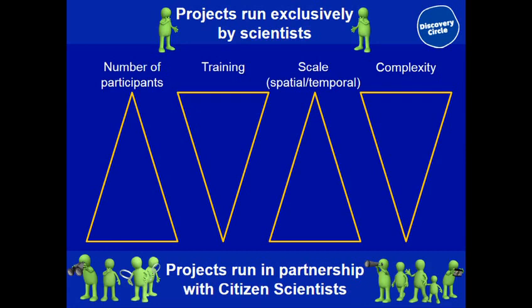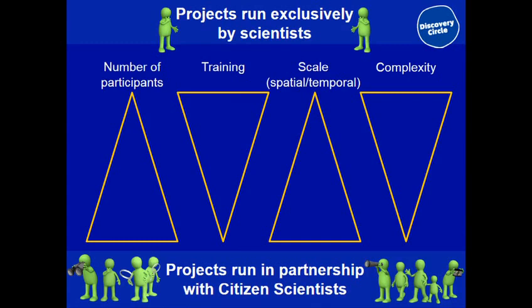In terms of training, scientists have lots of training. Citizen scientists often have very little training. In terms of the temporal or spatial scale you can cover, with scientists you're often limited by budgets or the number of people, but with citizen scientists you can increase those. But in terms of complexity, scientists can do more complex projects scientifically.